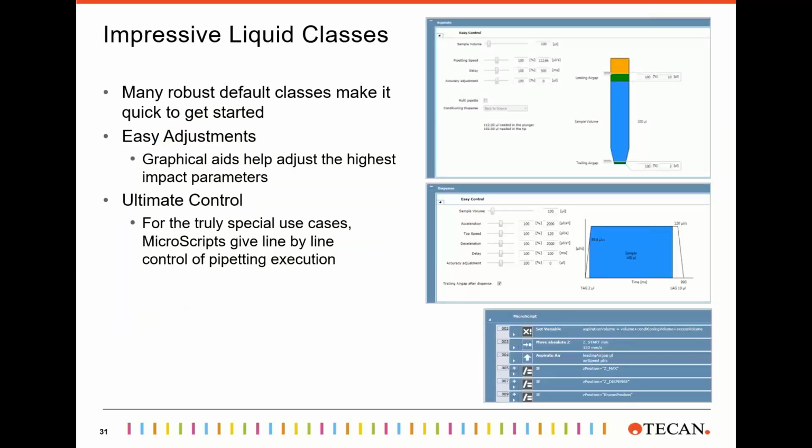The liquid class editors are also really nice. We have two parts in there, a very graphical, easy to understand part, which is called Easy Control. And up here you see Easy Control for the aspirate and Easy Control for the dispense parts of the liquid class. And it's just very visual. You can play around with the parameters and it shows you graphically what that does at pipetting. And if you want to go really, really far into liquid handling, you can have a look at the macro script. So this is really line by line what is going to happen at runtime if this liquid class is used. And if you are a very advanced user, this gives you incredible control of liquid handling.